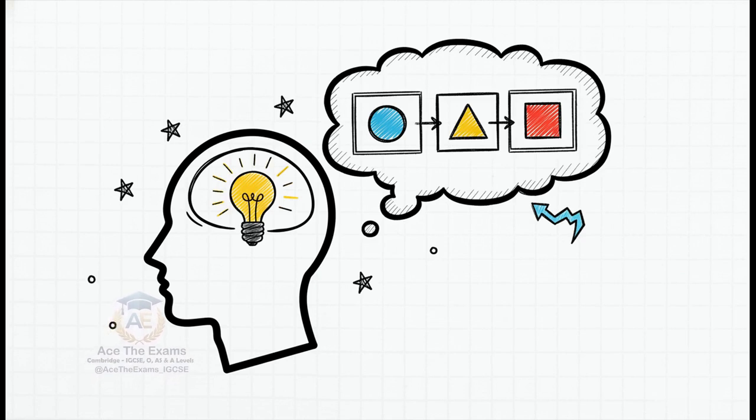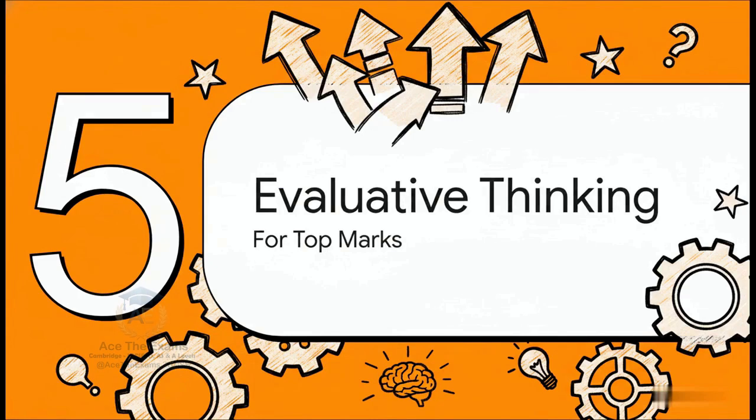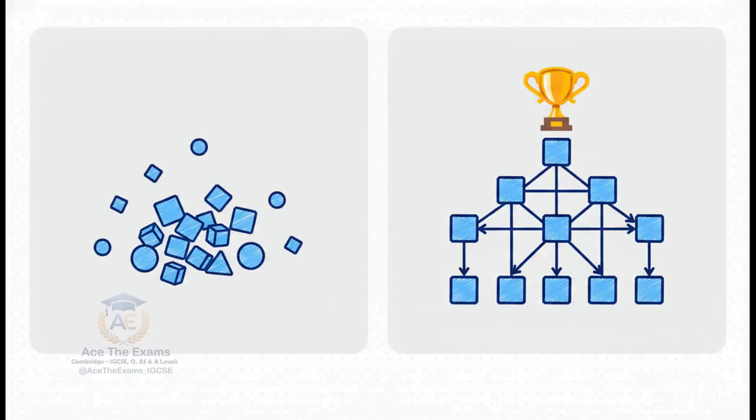those vital boundary checks. Finally, we're at Section 5, Evaluative Thinking for Top Marks. So, how does all of this build up to the absolute pinnacle of the grading rubric? We are now dealing with the highest cognitive domains out there, application and critical analysis. If you want to know what truly separates the A grades from the rest, it boils down to evaluative thinking.